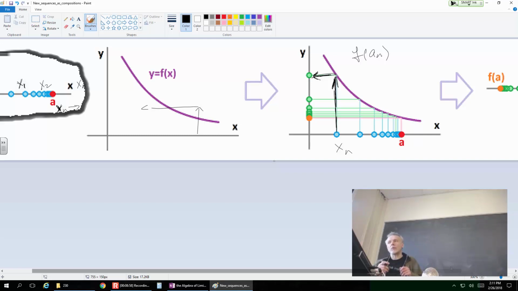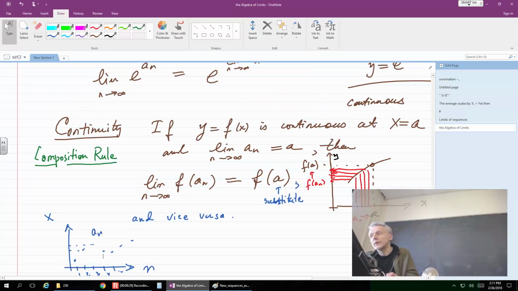So you can see how the accumulation of x's towards a translates into accumulation of y's towards whatever that value is over here. And you can see the correspondence between x's and y's also produces the correspondence between this a and what is. So if the red dot is a, what's the orange dot? f of a, right? So that's exactly what we're saying here. If we were saying the composition rule, this is the sequence I have been talking about, the sequence on the y-axis.